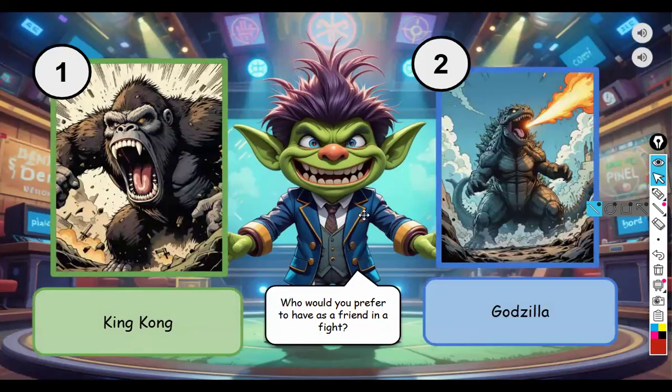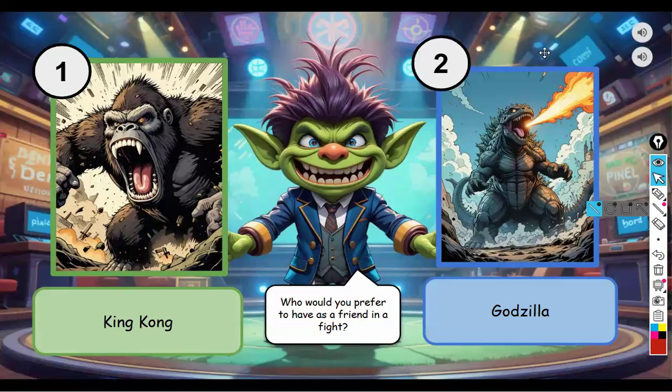Who would you prefer to have as a friend in a fight? Would you prefer King Kong to be beside you or Godzilla? I guess it all boils down to which character you like more. So think on it, and I will launch the polls in a few seconds. All right, so think on it.